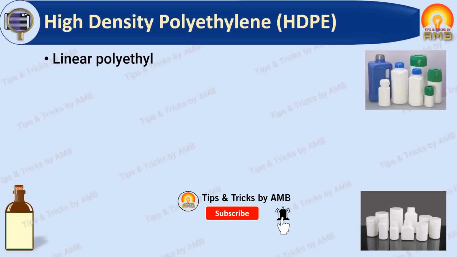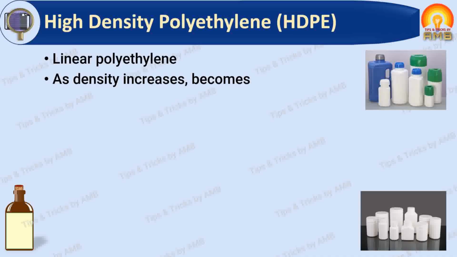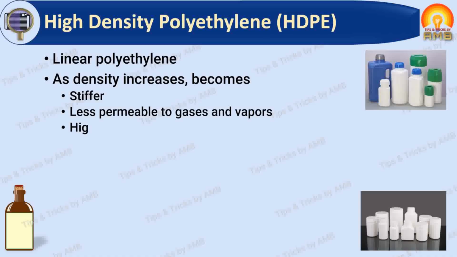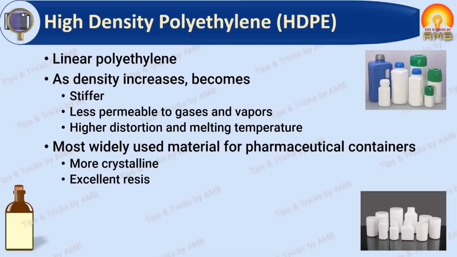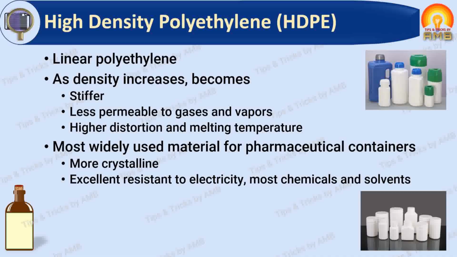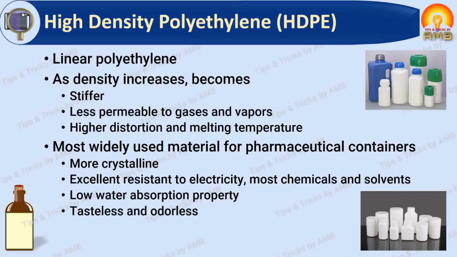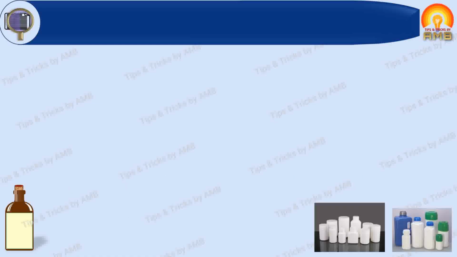It is also called linear polyethylene. As the density of polyethylene increases, it becomes stiffer, less permeable to gases and vapors, and has higher distortion and melting temperature. It is more crystalline and excellently resistant to electricity and most chemicals and solvents. It has low water absorption properties and is tasteless and odorless. Hence, it is the most widely used material for pharmaceutical containers.